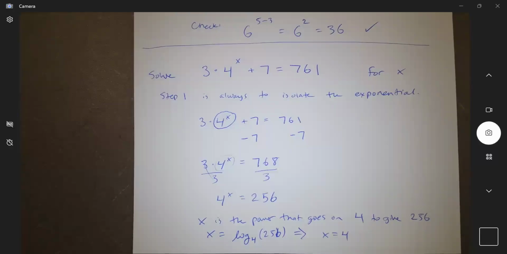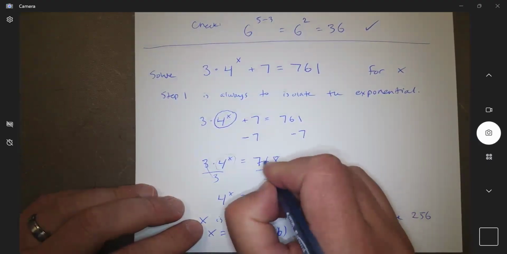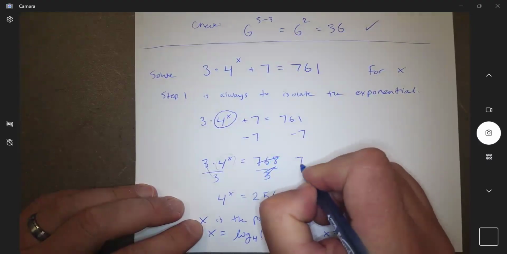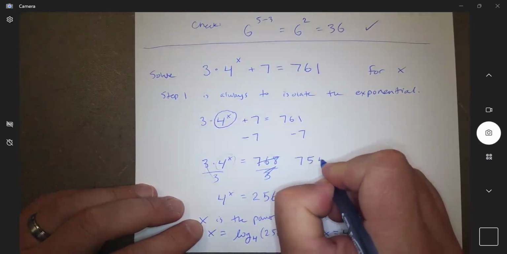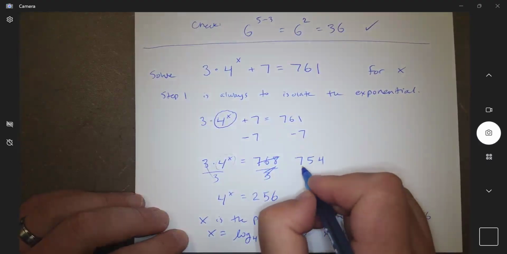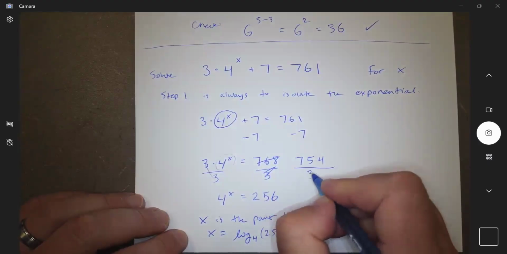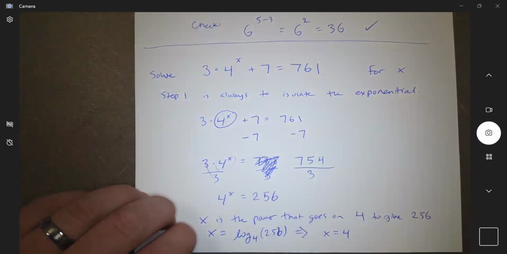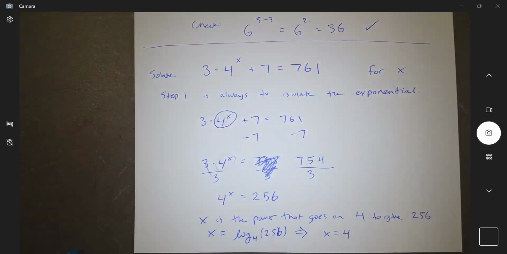X is 4. Question, that says 761 minus 7 but you go 68. That's what I was thinking. Thank you. Bad arithmetic. Yep, minus 7, so it's not 768, it's 754, I guess. My apologies, and thank you for catching that error.